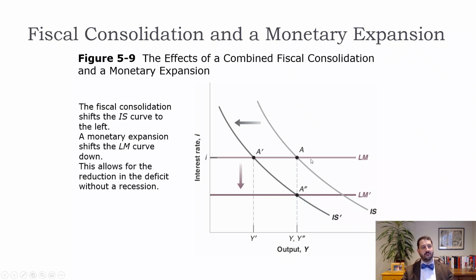Well, government spending being lower, Y is equal to C plus I plus G, that will reduce output. So that's that movement from A to A prime. But a drop in the interest rate will increase output, increase investment spending. And therefore, when we get here to Y double prime, we know investment spending is going to be higher because output is the same as it was at A.